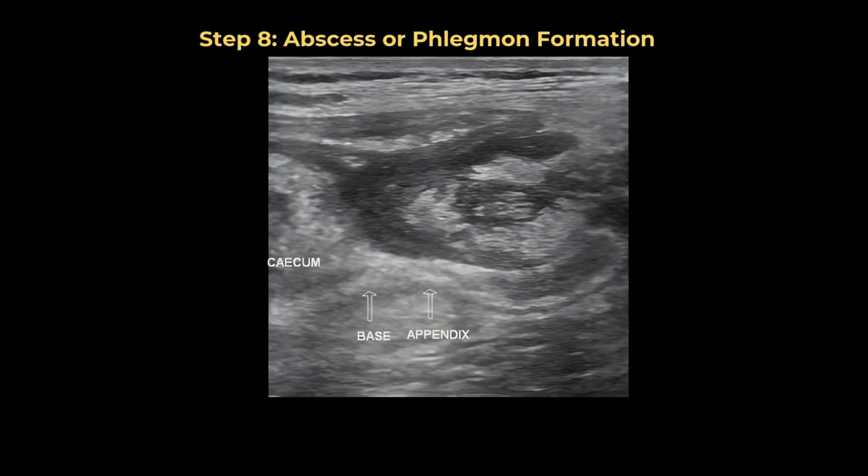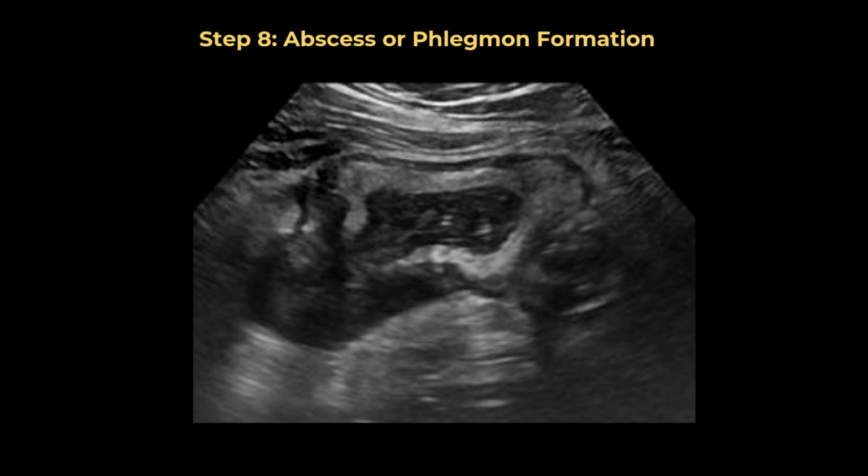If the body successfully traps the infection, the center of the phlegmon begins to liquefy. A fibrous wall forms around it. This creates a localized, pressurized pocket of pus called an abscess. While this limits widespread peritonitis, it leaves behind a dangerous localized source of infection.